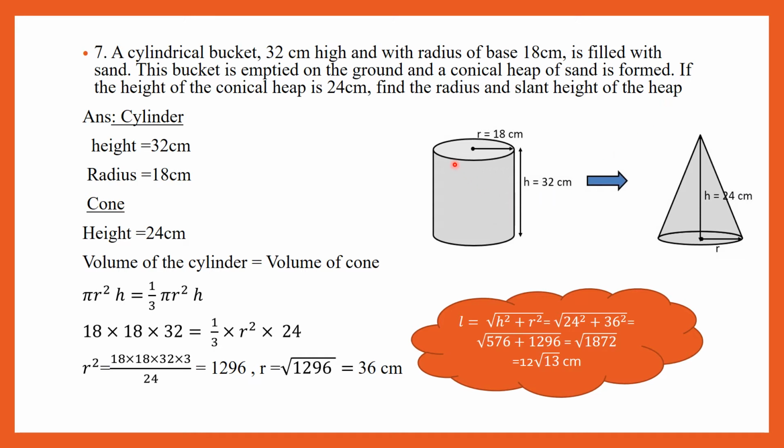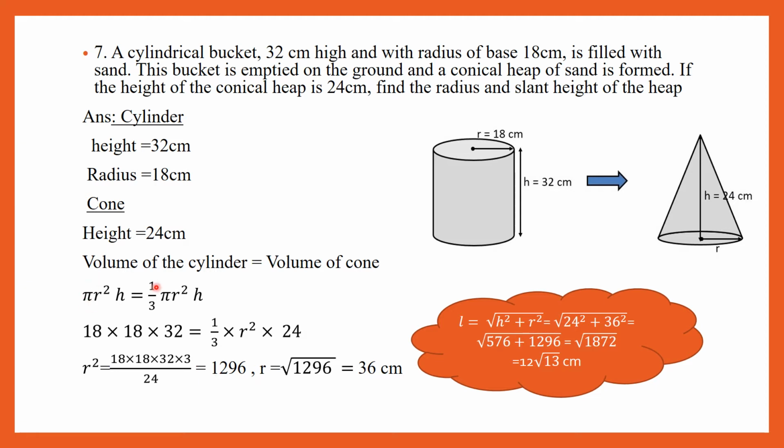Here, the bucket is in the shape of a cylinder with height 32 cm and radius 18 cm. When the sand from the bucket is emptied onto the ground, a cone is formed with height 24 cm. From this we can say volume of the cylinder will be equal to volume of the cone. That is, pi r square h is equal to 1 by 3 pi r square h.